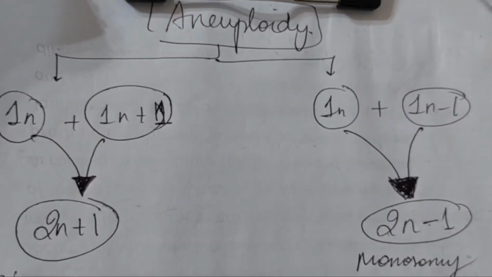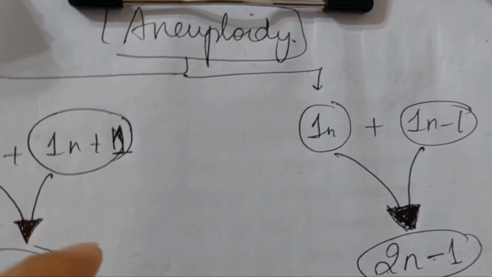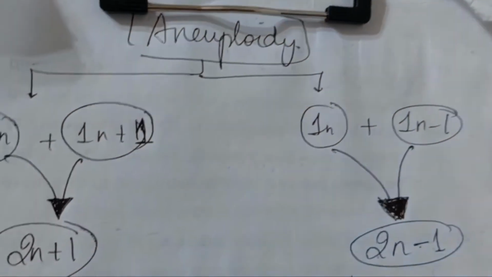So when we talk about aneuploidy, we have to remember that aneuploidy, especially pre-zygotic, can be caused by a 1n plus 1 scenario or a 1n minus 1 scenario.